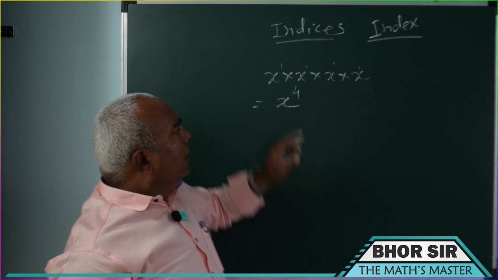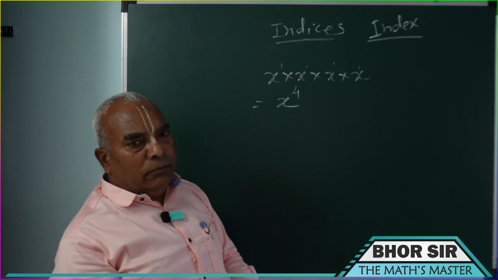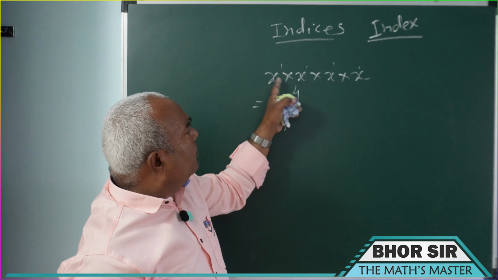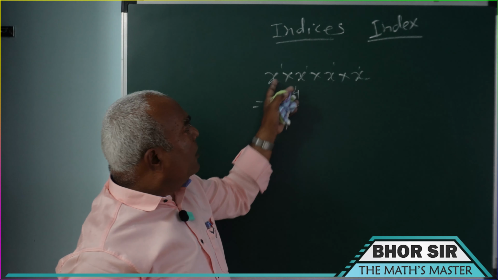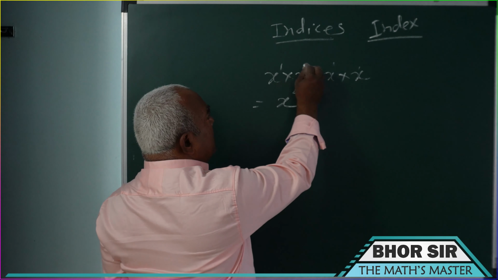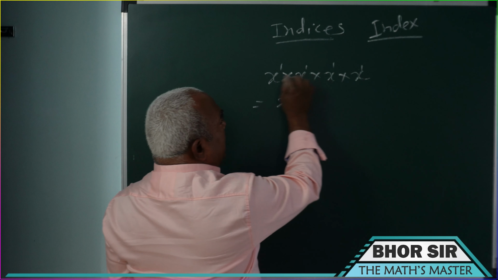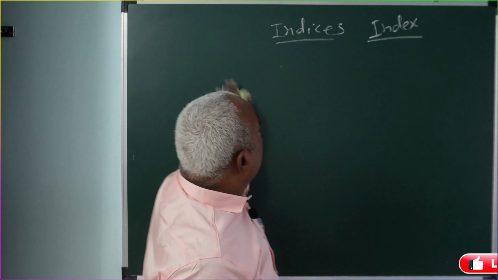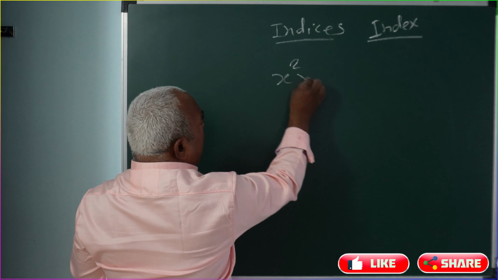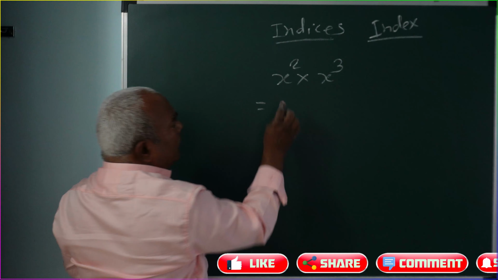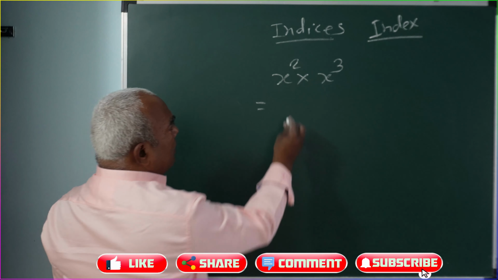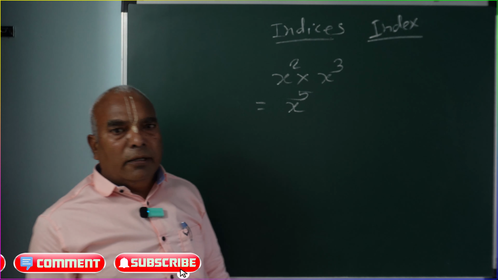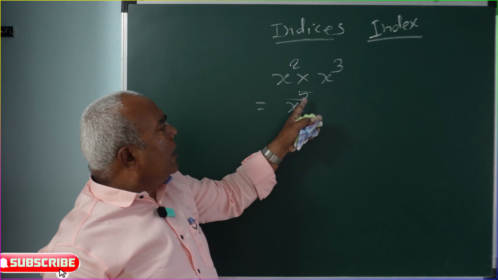The first rule is that if there is multiplication and the base is the same, the base means the downside number, the downside variable or number, and the upside number is called the index, then we should do addition of the indices. Now see here, suppose x square into x cube. What should be the answer? x raised to 2 plus 3, the answer is 5.